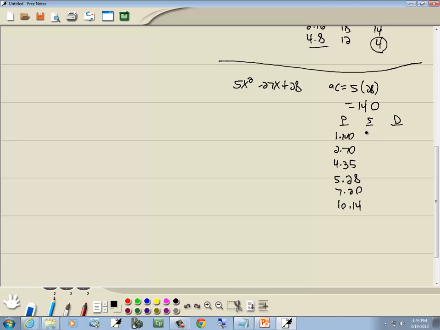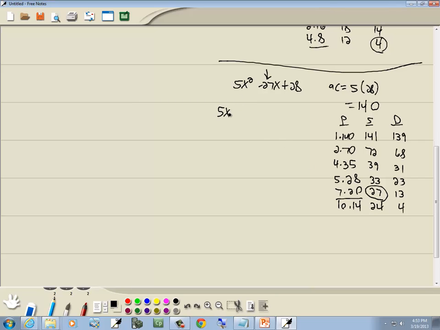So add them. 1 plus 140 is 141. 2 plus 70 is 72. 4 plus 35 is 39. Subtract them, smaller from larger. 140 minus 1 is 139. The number we're looking for is the number in our middle term, which is 27, which is right here. So we use 7 and 20.